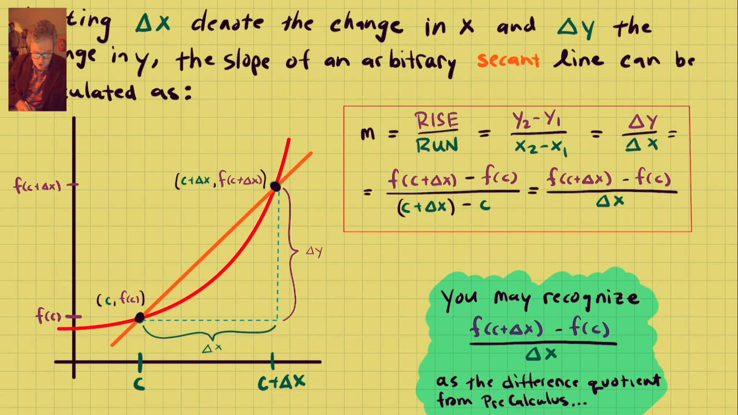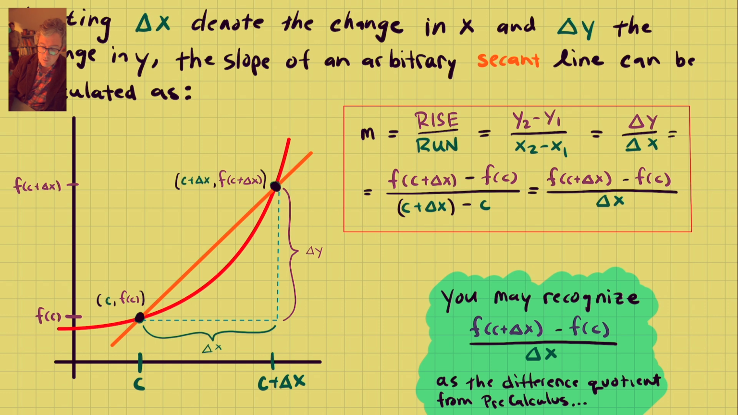Just understand that all we're doing here with this c plus delta x is saying, well, here's c, and there's some additional distance called delta x that we are to the right of c. And so this point could be called c plus delta x. All right, so now let's think about our slope formula up here. So m is equal to the rise over the run, right? Which we know from algebra. We can think of that as y2 minus y1 over x2 minus x1.